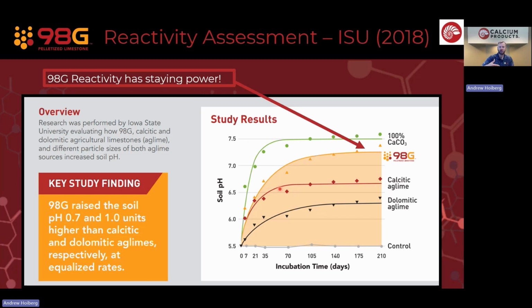So you really could think of ag limes as more of a fast-acting flash in the pan, because you just get a little bit of activity out of those fine particles, and then you don't get any activity out of those coarser particles over time. But since 98G is made out of only fine particles of limestone, you get not only a more fully rapid but also a fully sustained reaction that neutralizes more of that pH, on an equalized basis, than the ag limes do.